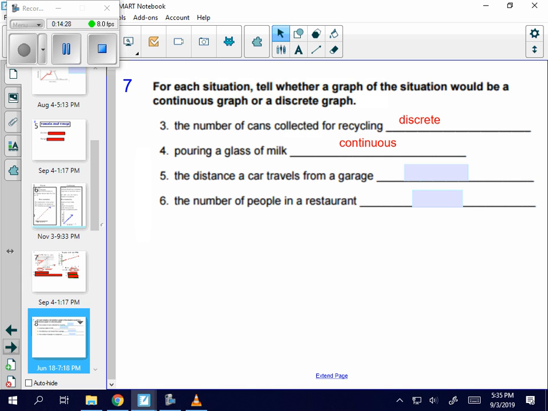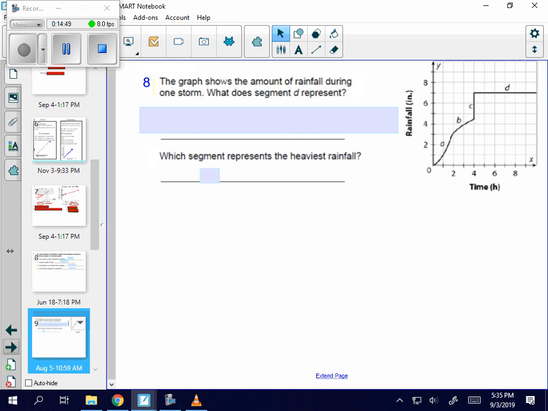That makes it continuous. The distance a car travels from the garage, I could go a mile, but I could go an inch or anything in between. That makes it continuous. And number 6, the number of people in a restaurant. Can't have half a person. That'd be kind of gross. So that is discrete. Number 8, the graph shows the amount of rainfall during one storm.